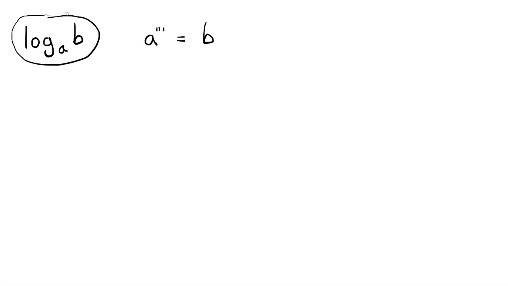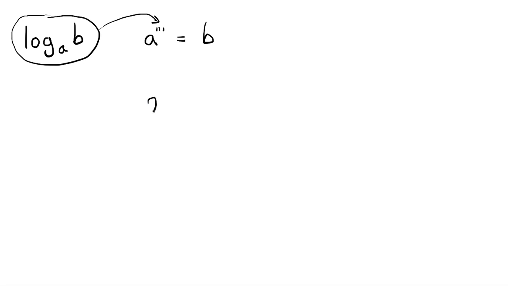A logarithm is a number. So if I write log a of b, this is a symbol for a number. You read this as logarithm a of b. And it means: if you have a, what should you raise it to the power of to get b? So what should I put here? This is a symbol for that number.